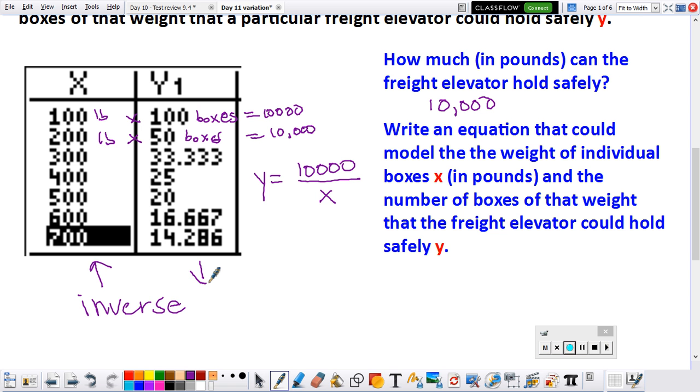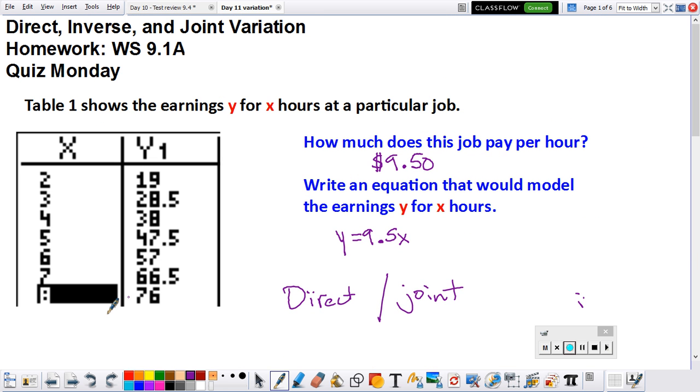This variable went down. Unlike our direct variation situation, as the number of hours you worked went up, the money you made went up. So this is the difference between direct and inverse variation. Again, I want to point out, direct and joint mean the same thing. Synonyms.